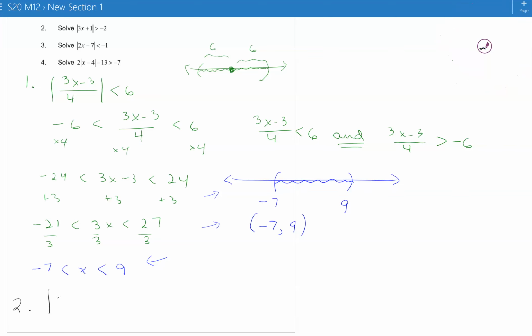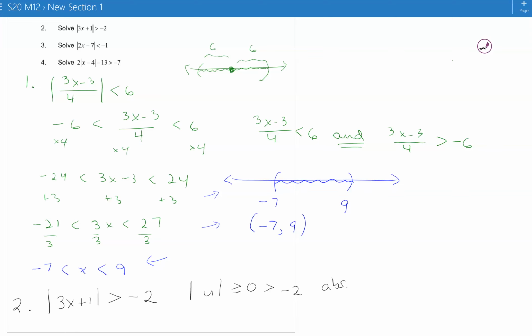And we had, when is the absolute value of something greater than negative 2? You will save yourself a lot of work if you first stop for a moment and think about how often is the absolute value of something bigger than negative 2? Well, it's always bigger than negative 2, because absolute value of anything is greater than or equal to 0, which is greater than negative 2.